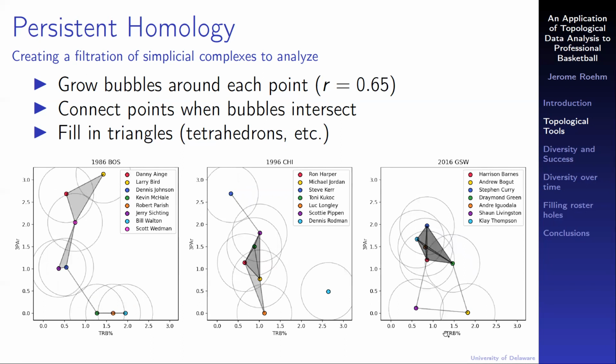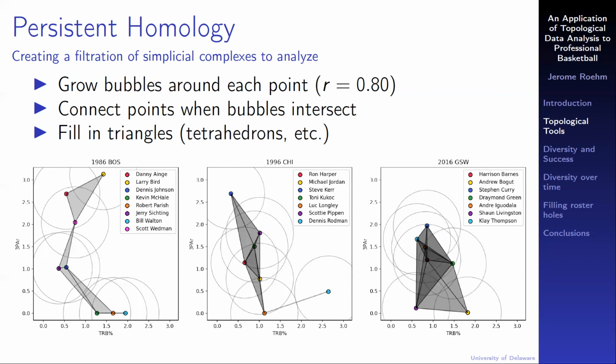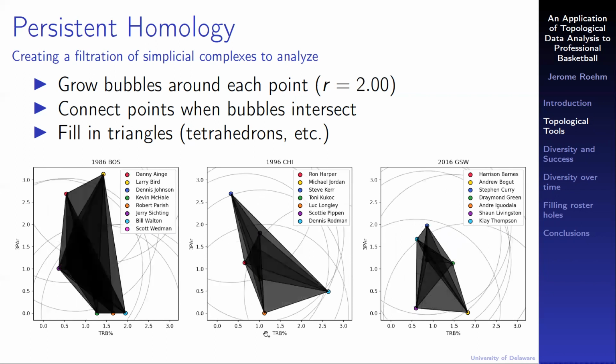When we increase the radius to 0.65, the Celtics now form a single connected component, whereas the Bulls are in 2 connected components, thanks to Dennis Rodman being out here doing his own thing, as he often does. The Golden State Warriors have an interesting feature captured. Here, we have a one-dimensional hole. The shape formed could be molded into a circle with no cutting or gluing. More on this later. As we continue increasing the radius, the hole closes up, and eventually all of the points in all cases are connected and one big blob is formed. So through this process, for each team, we have a sequence of shapes indexed by the increasing radius.